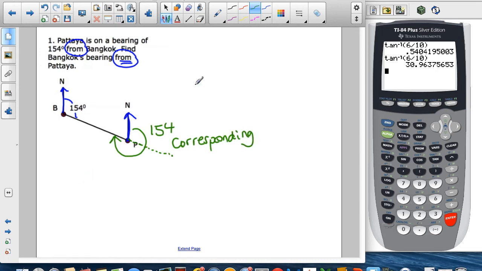And how do we know that they're corresponding? What's the letter that they make? Oh, they make an F. Yes, that's right. So like a sideways F in this case. Good. Okay, so that helps us now find the bearing because we've got 154 and we can see that this is 180. So we just need to do some addition. 234 degrees is our answer.